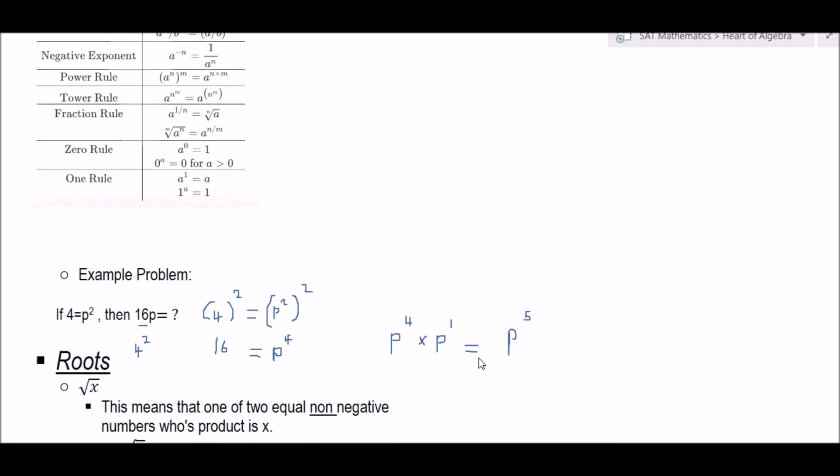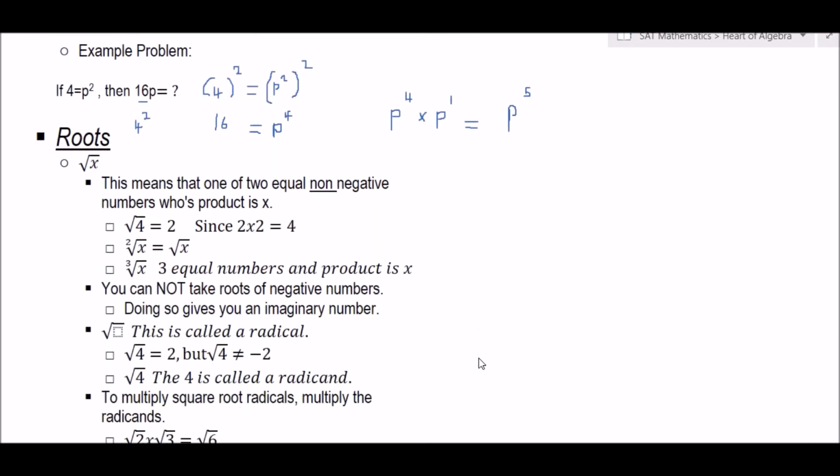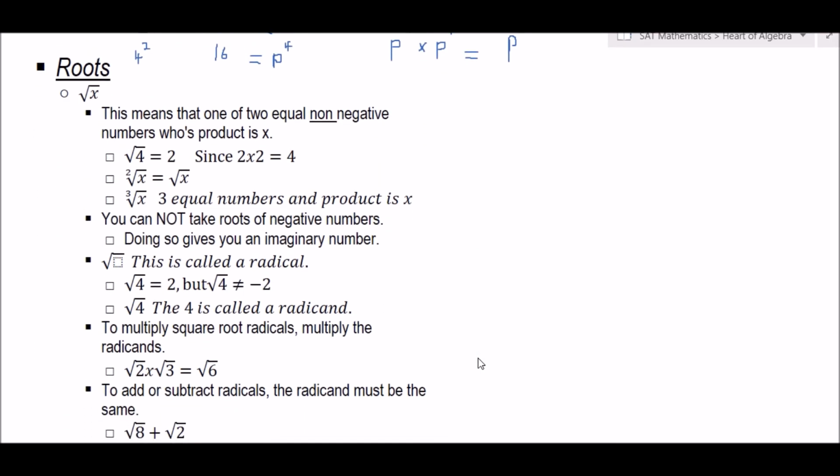Alright, so now we'll talk about roots. So here is the square root of x. This means one of two equal non-negative numbers whose product is x. So the square root of 4 is equal to 2, since 2 times 2, which are equal non-negative numbers, equals 4. And always know that the square root of 2 can be written as this or this.